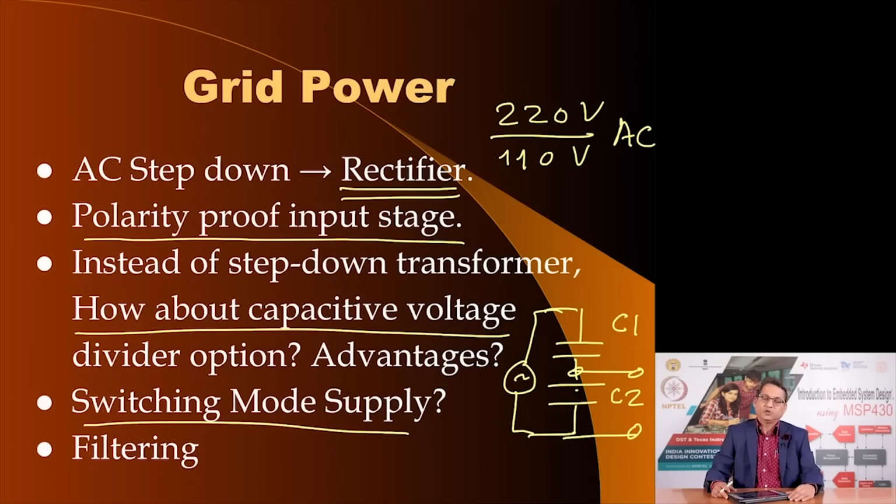Having a transformer also isolates the DC side of the power supply from the mains, and so most of the chargers, whether they are for cell phones or for your laptop computers, fall in that category. So, you could consider using a switching mode power supply also, and after you have rectified your voltage, you would want to filter it before you stabilize that voltage.